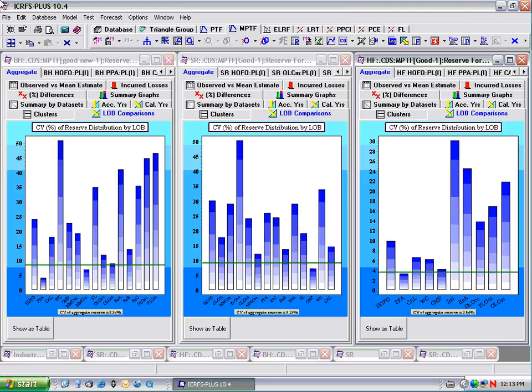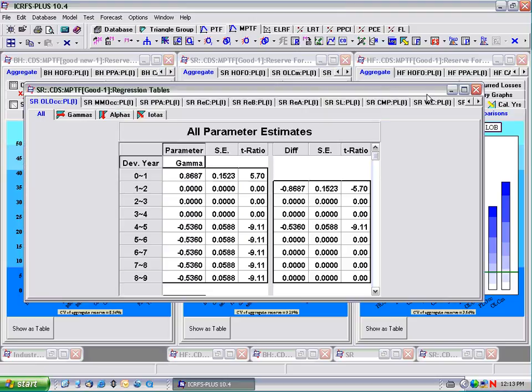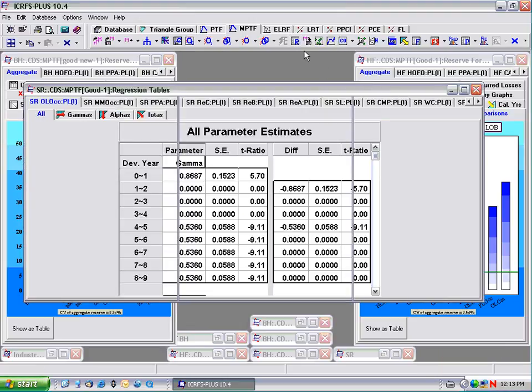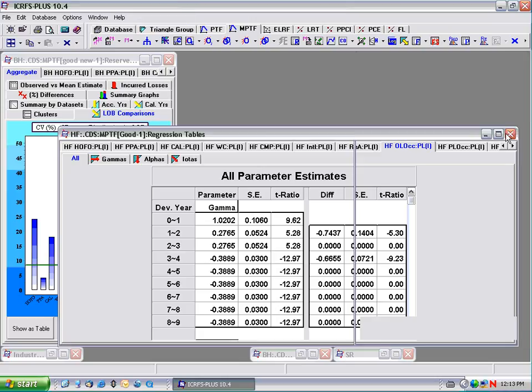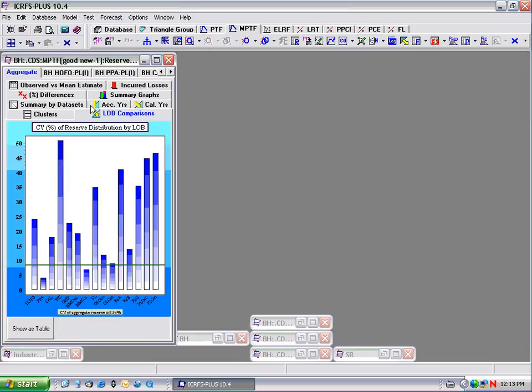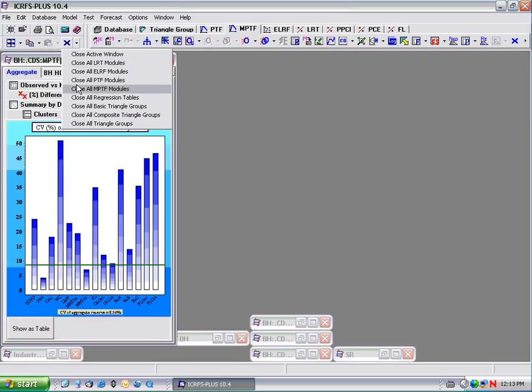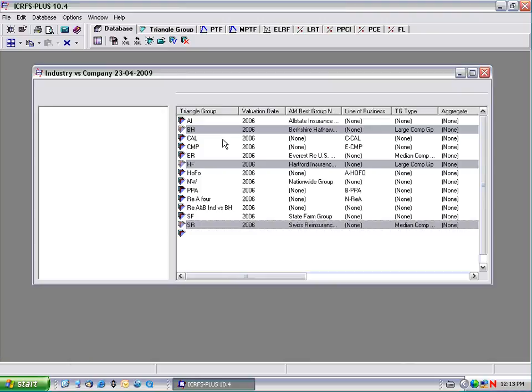Okay, the next thing I want to do is what's called updating. So I'm going to close Swiss Re, I'm going to close Hartford, and in fact, why don't I just close all the triangle groups? That would probably be easier.